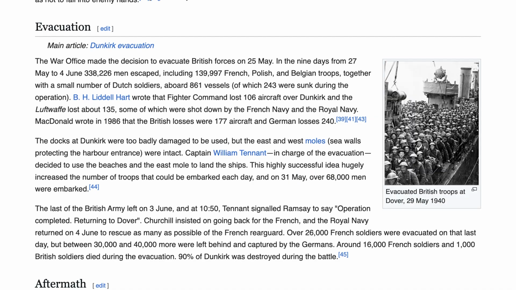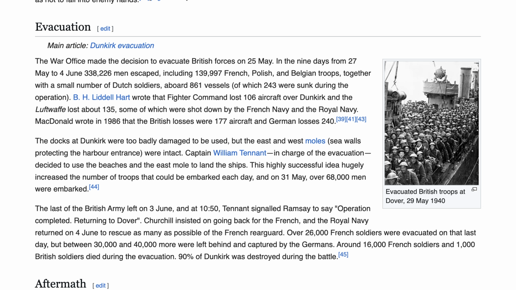Evacuation. The War Office made the decision to evacuate British forces on the 25th of May. In the 9 days from the 27th of May to the 4th of June, 338,226 men escaped, including 139,997 French, Polish, and Belgian troops, together with a small number of Dutch soldiers, aboard 861 vessels, of which 243 were sunk during the operation.